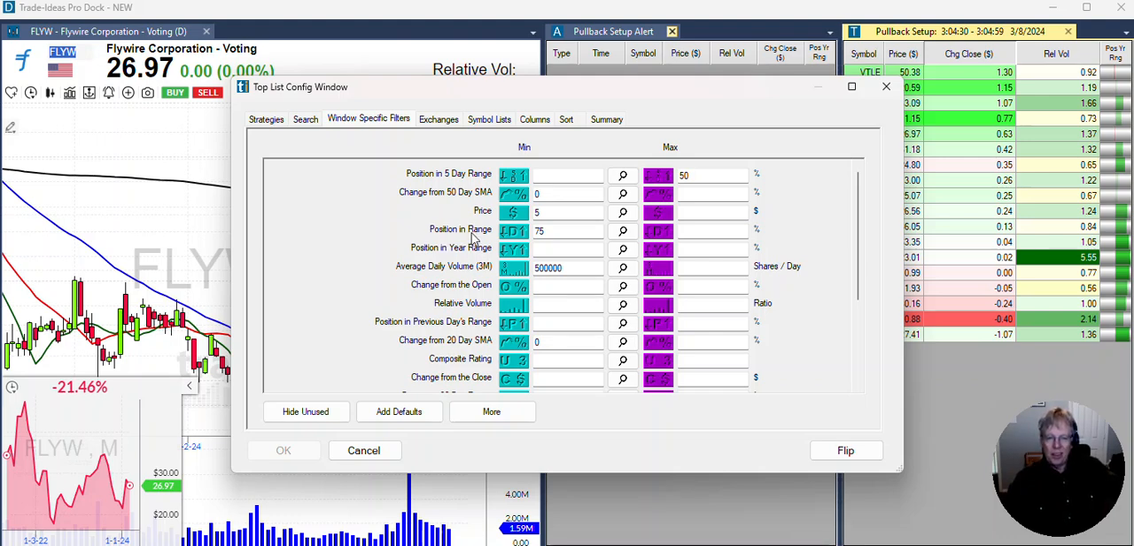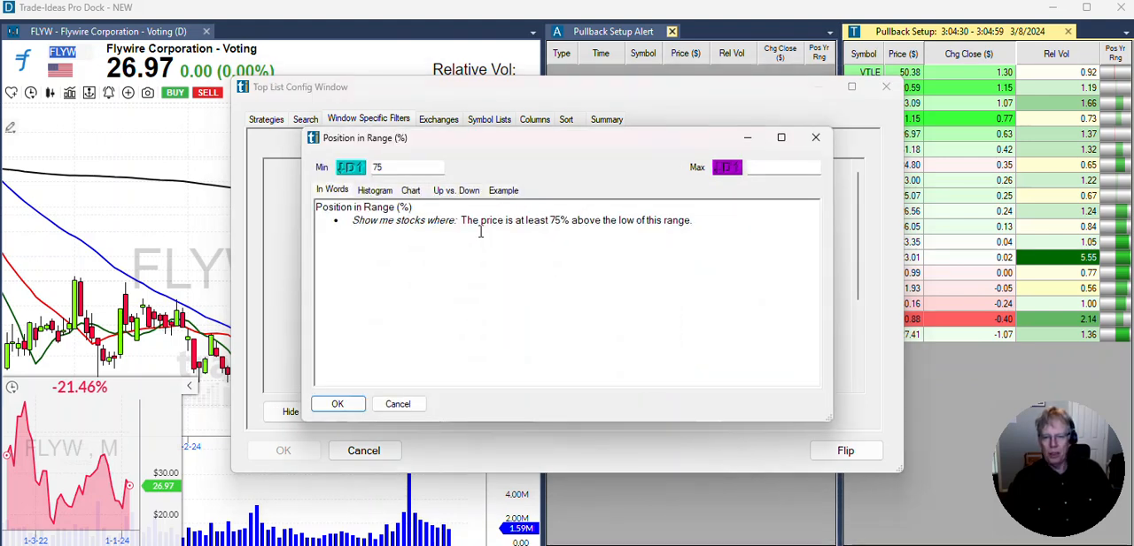Position in range. This is a key one. This is talking about today's range. And position in range can tell you so much. Like if I have a position in range, I use a minimum of 75. If I click on our little show me button here, it's going to tell you the price is at least 75% above the low end of this range.